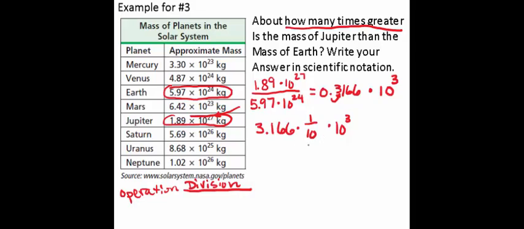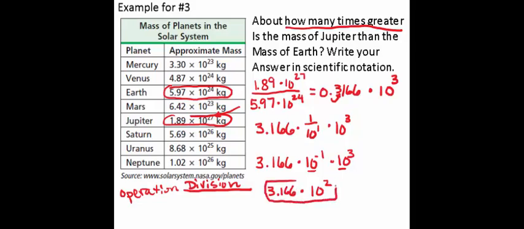Now, I cannot leave a fraction in my scientific notation answer, so I'm going to bring down the 3.166, but the 1 over 10 is actually 10 to the negative first power. And then it's times 10 to the third. And now, when I multiply these bases together, keep the base and add the exponents, so I will have an answer times 10 to the second, and that is going to be 3.166 times 10 to the second. Okay, please stay tuned for question number 3.